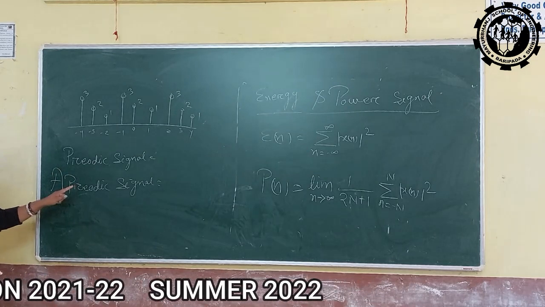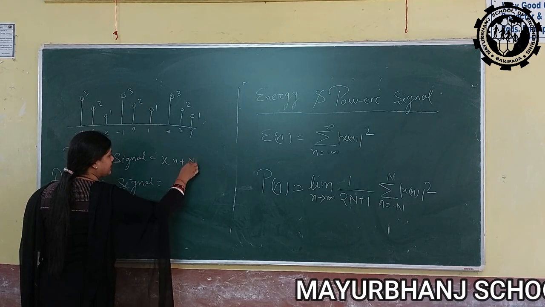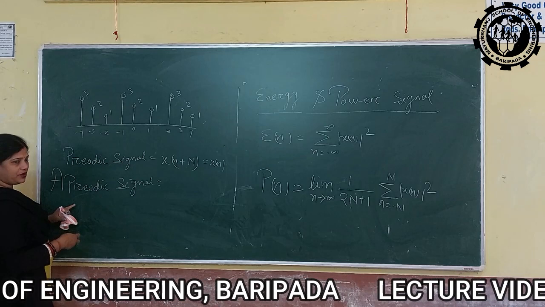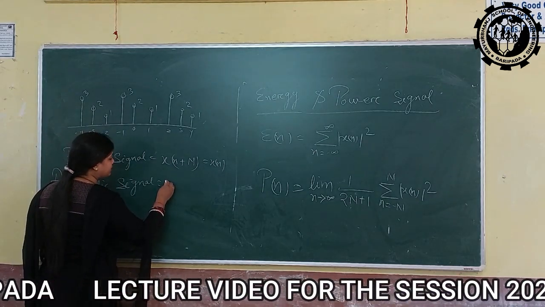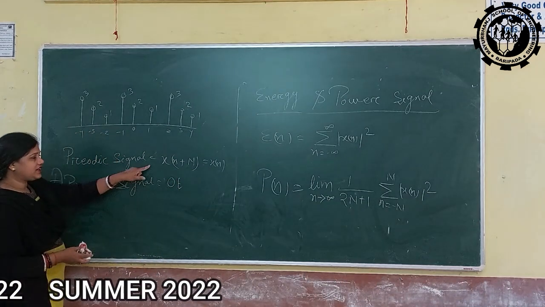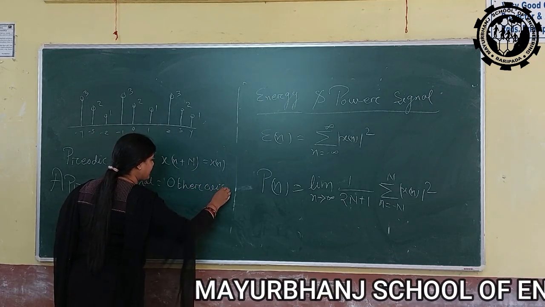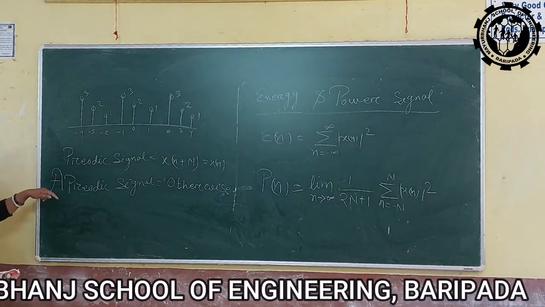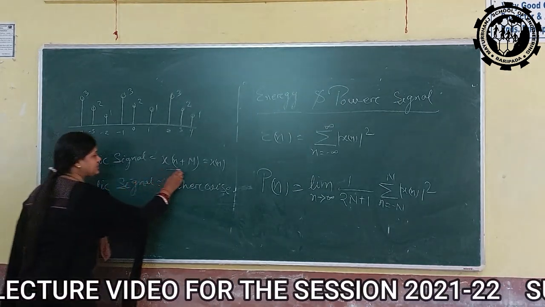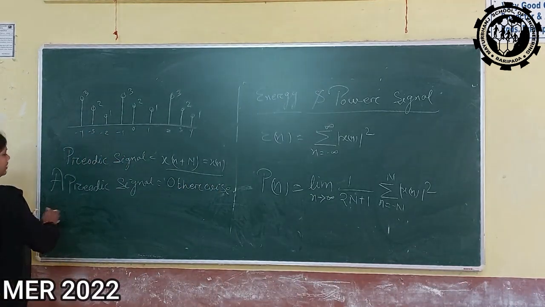If it is a periodic signal, then it satisfies the condition x of n plus N is equal to x of n. Otherwise it is aperiodic. If it does not satisfy that condition, then it is an aperiodic signal. So let's check whether x of n plus N is equal to x of n is satisfied or not. So what is the period of that signal?